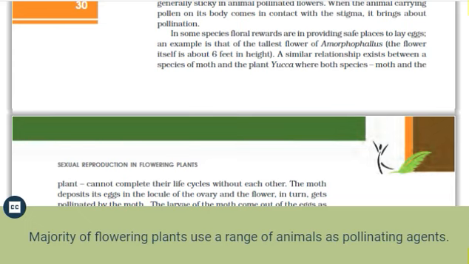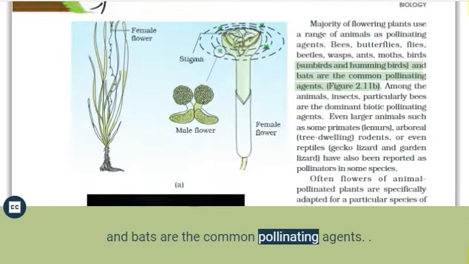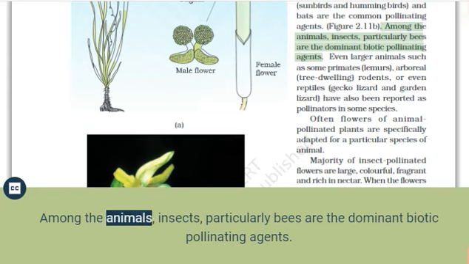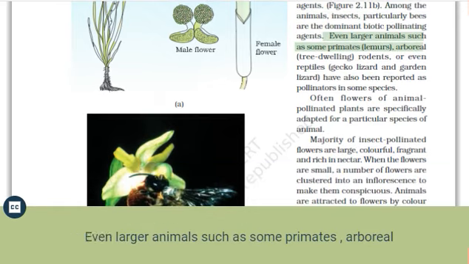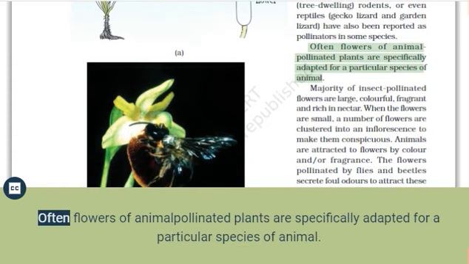Biology. Majority of flowering plants use a range of animals as pollinating agents. Bees, butterflies, flies, beetles, wasps, ants, moths, birds, and bats are the common pollinating agents. Among the animals, insects, particularly bees, are the dominant biotic pollinating agents. Even larger animals such as some primates, arboreal rodents, or even reptiles have also been reported as pollinators in some species. Often flowers of animal-pollinated plants are specifically adapted for a particular species of animal.